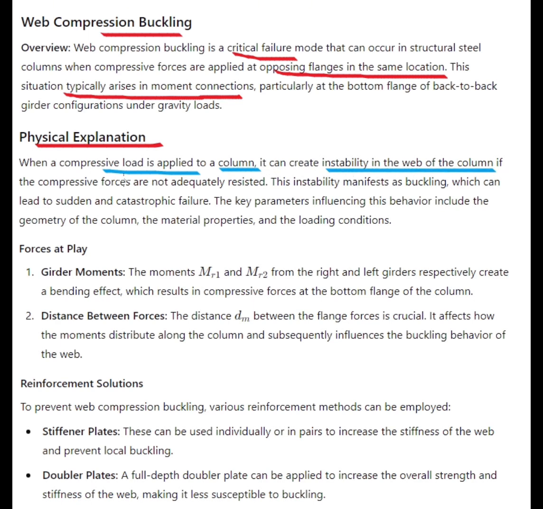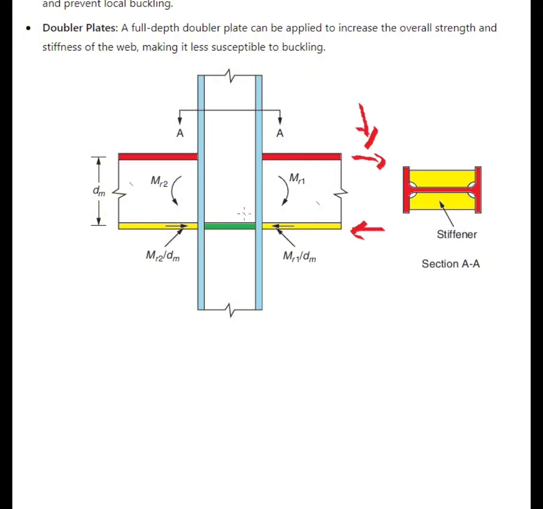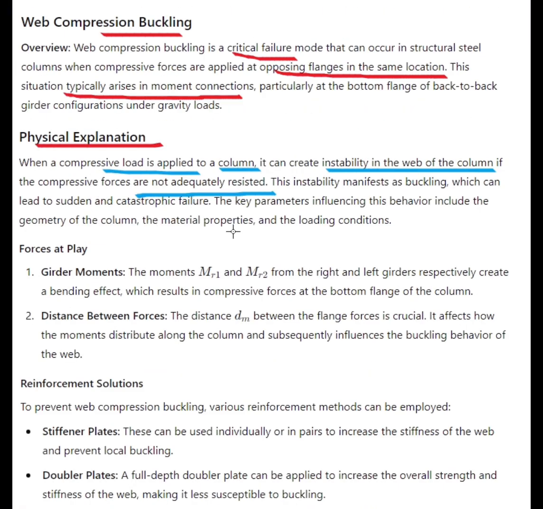Physical explanation: when a compressive load is applied to a column, it can create instability of the web of the column if the compressive forces are not adequately resisted. See this compressive force: if it is not adequately resisted by this column web, suppose the stiffener is not there, only this column web is going to take this compressive force. If it is not adequately designed, this column web will create instability, right?